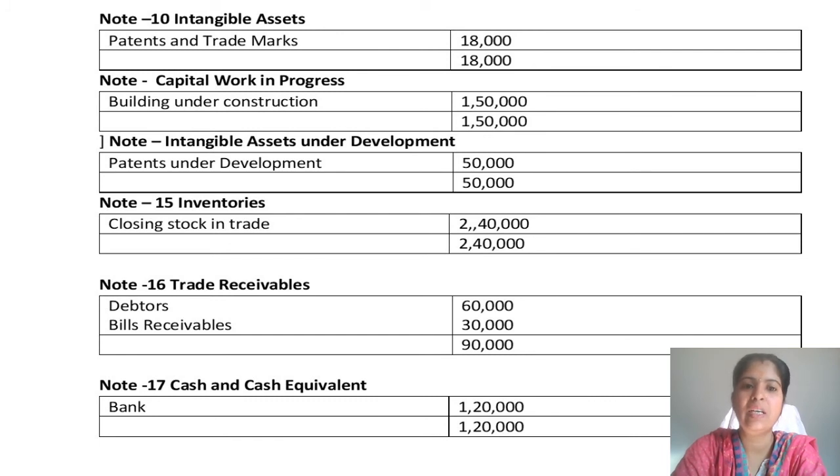Note number 16, trade receivables. Debtors is 60,000, bills receivable 30,000, total 90,000 as per note number 16. Note number 17, as it is cash and cash equivalent, bank balance has been given in the trial balance, as it is bank value 1,20,000.